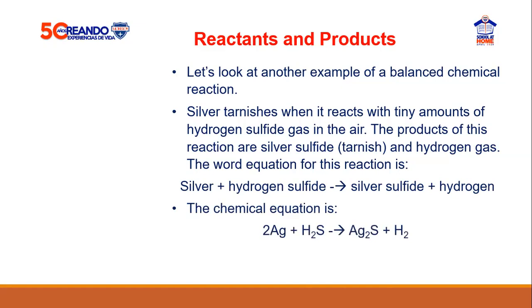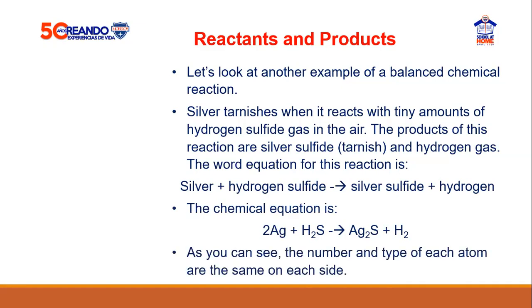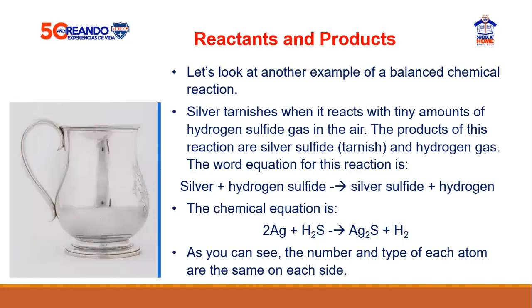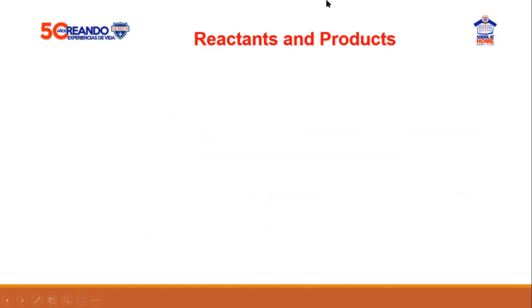But the chemical reaction is two atoms of silver plus the hydrogen sulfide results in silver sulfide plus hydrogen. So as you can see, the number and type of each atom are the same on each side. And we are going to see the reverse procedure, how you can polish tarnished silver. That's tarnished, that's polished, okay? Tarnished and polished. Okay, before we go on, let me show you a video.